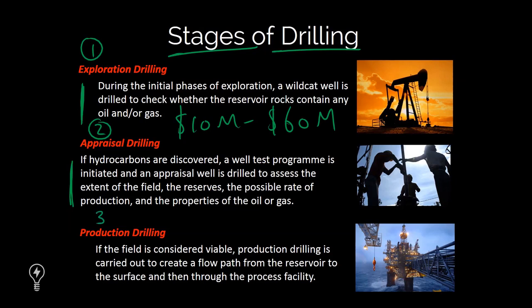Now, the third stage of drilling is production drilling. Now, if the field is considered viable, production drilling is carried out to create a flow path from the reservoir to the surface and then through the process facilities. Now, a key point here is that a specialist drilling company is contracted out by the oil company and usually carries out the drilling program.